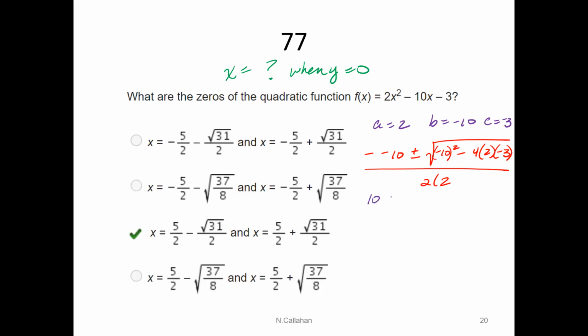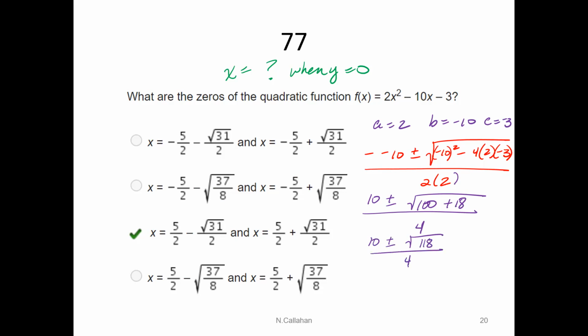Okay, so I have a positive 10 plus or minus the square root of -10 times -10, which is 100. 4 times 2 is a 6. 6 times 3 is 18. So plus 18, over 2 times 2, which is a 4. Okay, so then continue. 10 plus or minus the square root of 100 plus 18, which is 118, divided by 4.